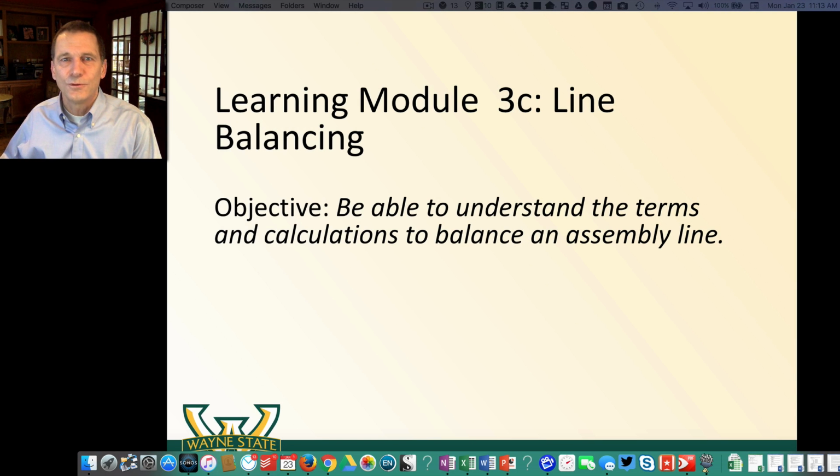Okay, welcome to Learning Module 3C. We're going to talk about line balancing. The objective here is that you'll understand how to balance a line, group tasks into a logical sequence of workstations at the minimum amount of idle time and the highest efficiency. So let's take a look at how to do that.